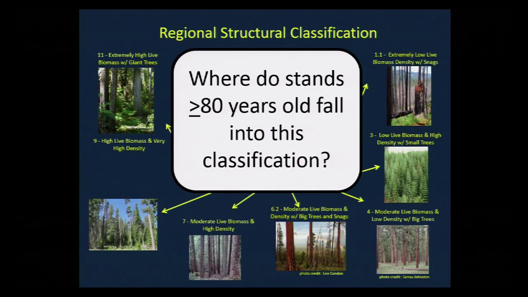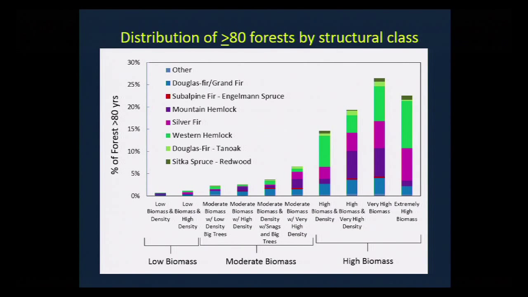So the question is now, where do stands that are older than 80 fall into this classification? And so what I have here, again, is from the FIA annual, and so this is across all ownerships in Western Oregon and Washington. On the left side, it's the percent of forests greater than 80 years. This is just forests greater than 80 years. And then along the y-axis, I have things lined up in order of increasing biomass. And sure enough, no surprise, the majority of these end up in the high biomass class.